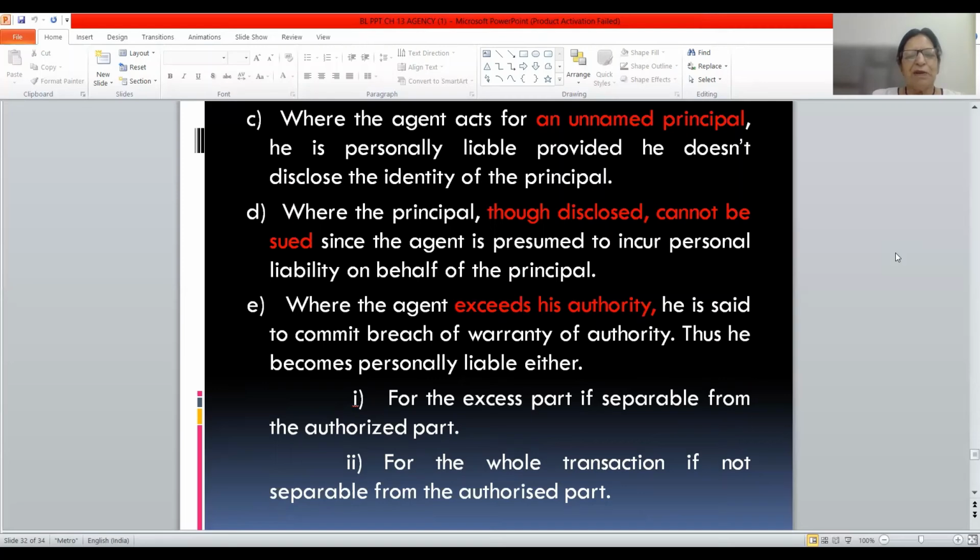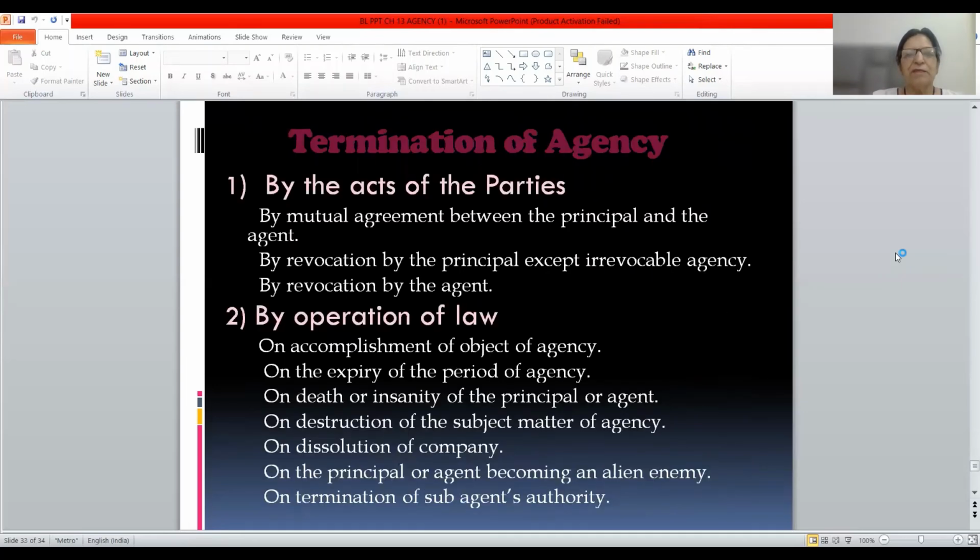Agent is held liable on personal basis where he has exceeded his authority. Then also, friends, he will be liable on personal basis for the excess part, if separable from the unauthorized part, for the whole transaction, if not separable from the authorized part. This already I have discussed. If you have any query, you can always write in the comment section.